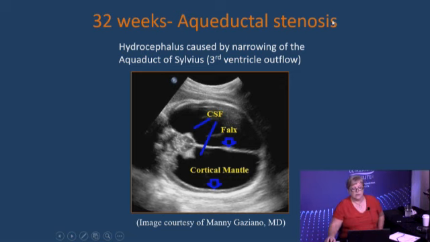So this aqueductal stenosis is hydrocephalus caused by narrowing of the aqueductus sylvius. So from the third ventricle and the lateral ventricles, anything above the obstruction is going to become dilated.